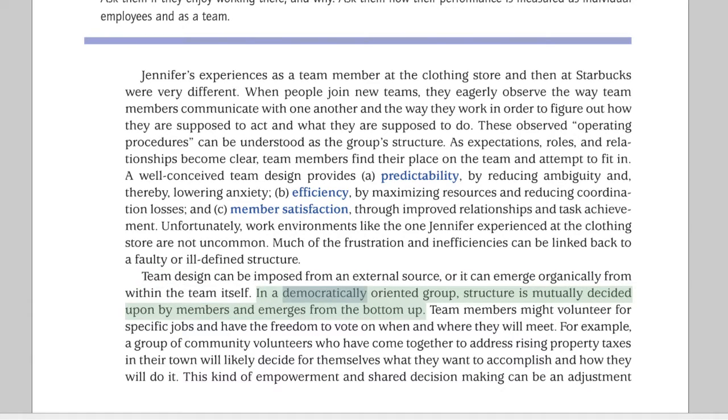In a democratically oriented group, structure is mutually decided upon by members, and emerges from the bottom up. Team members might volunteer for specific jobs, and have the freedom to vote on when and where they will meet. For example, a group of community volunteers who have come together to address rising property taxes in their town will likely decide for themselves what they want to accomplish, and how they will do it. This kind of empowerment and shared decision-making can be an adjustment.